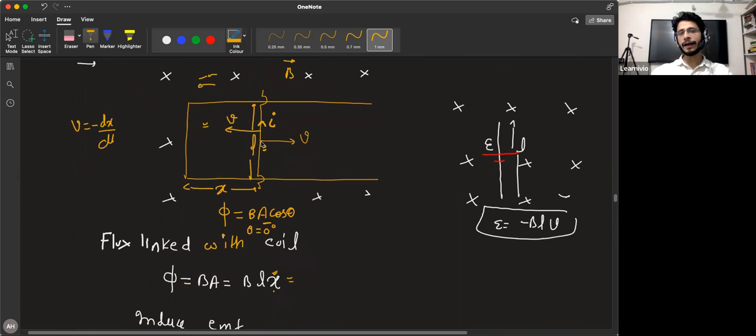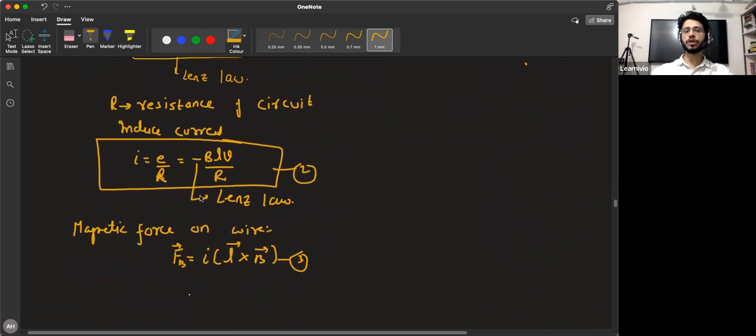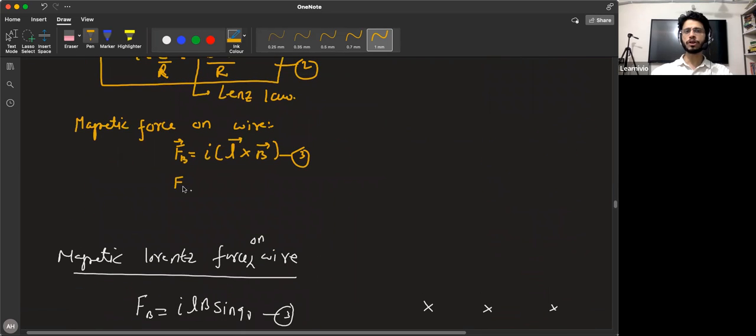Now I need the angle between L and B. This is your magnetic field, which is in the inverse direction. And this is your current, which is in the upwards direction. So your current and magnetic field are mutually perpendicular. If they are mutually perpendicular, then you can easily open this cross product. When you open this cross product, this is ILB sine 90. Sine 90 is 1.